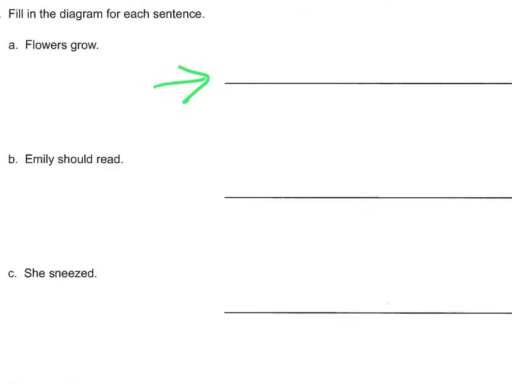Flowers grow. Who or what is this sentence about? It's about flowers, simple subject. What do they do? They grow, simple predicate. Okay, I'm going to divide my subject and predicate.